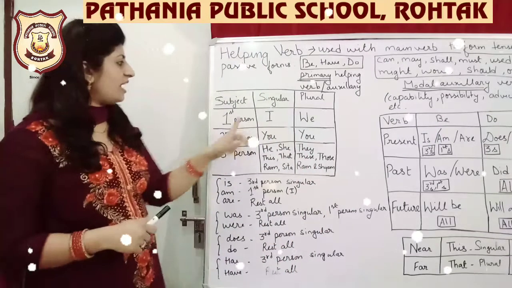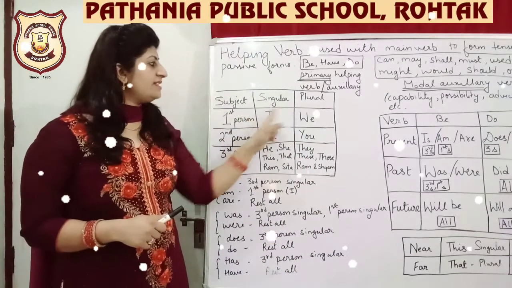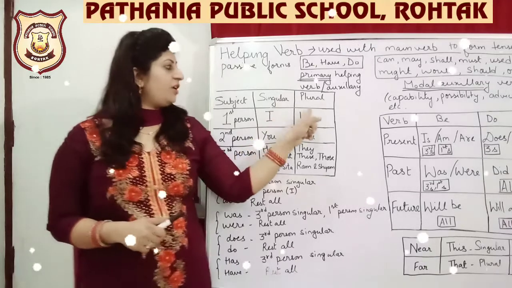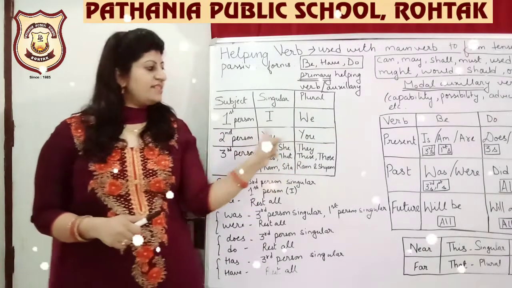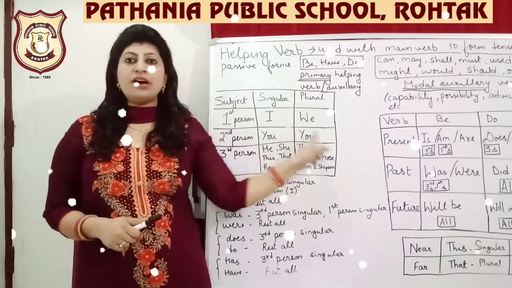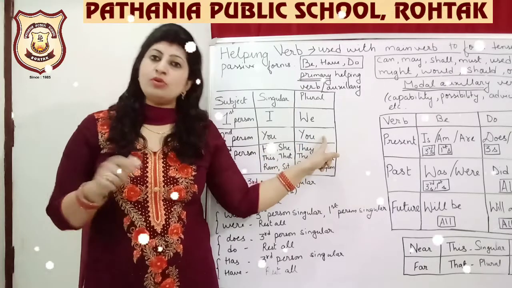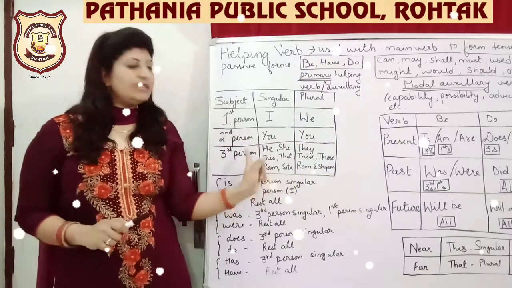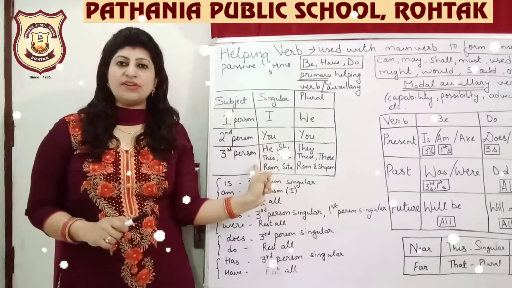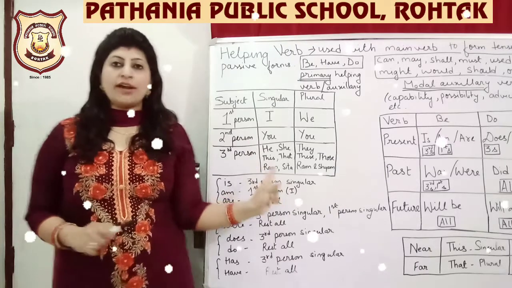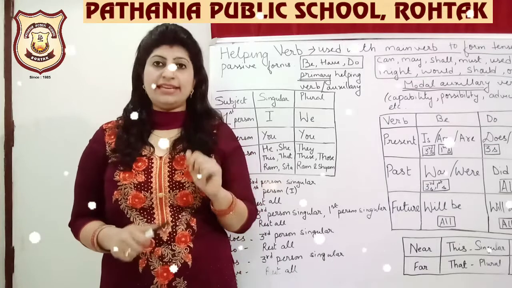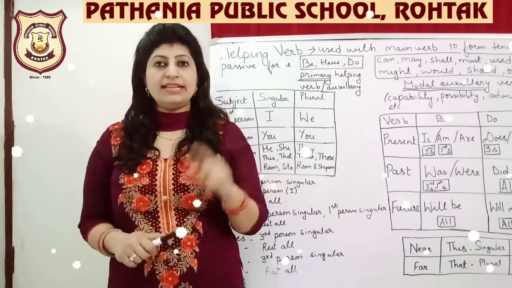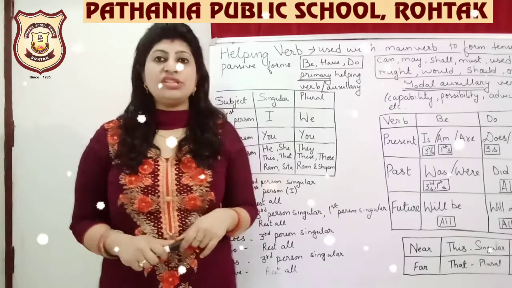So you can see the chart. First person singular I, first person plural we, second person singular you, second person plural is also you. Then come to the third person. What is the third person? Third person, when I am talking about a single boy, so I will use the word he. When I am talking about a single girl, I use the word she.